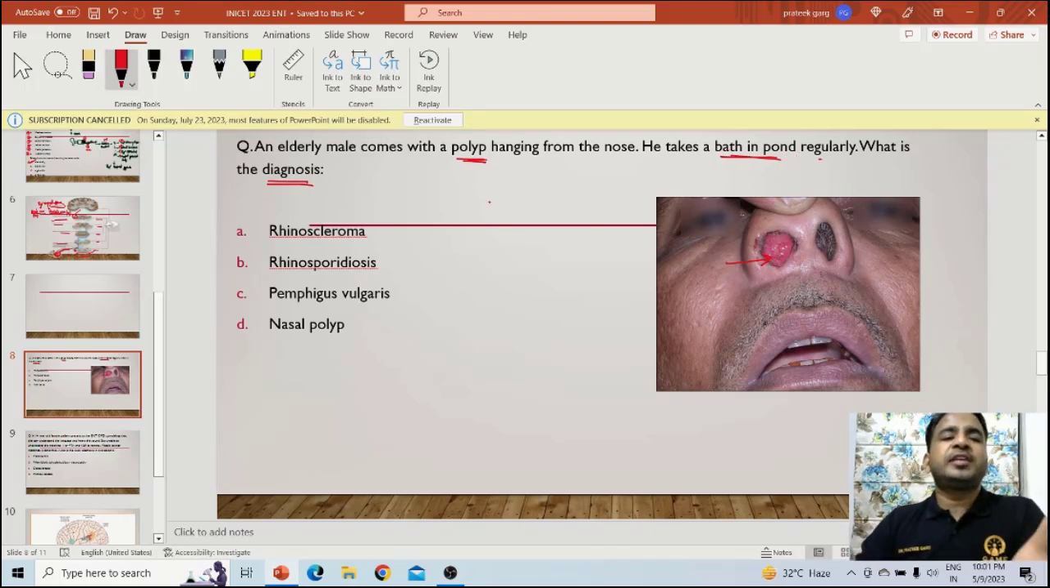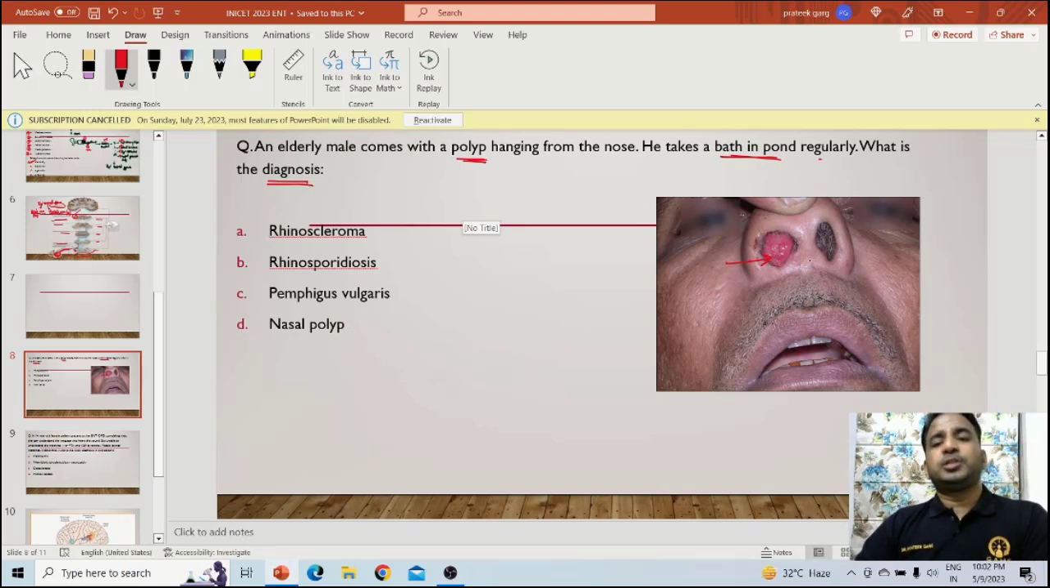Some of the students were saying that it was written that a South Indian male comes with a polyp hanging from the nose, which was a bleeding polyp. Occasionally, he used to take a bath in the pond regularly. What is the diagnosis? Now look at the options: rhinoscleroma, rhinosporidiosis, pemphigus vulgaris, and nasal polyp.